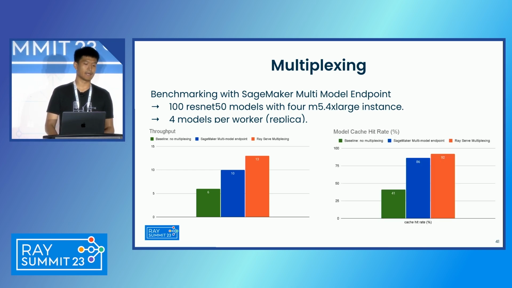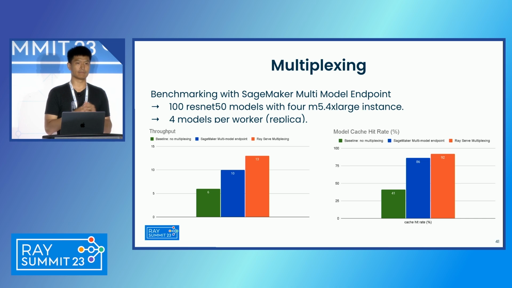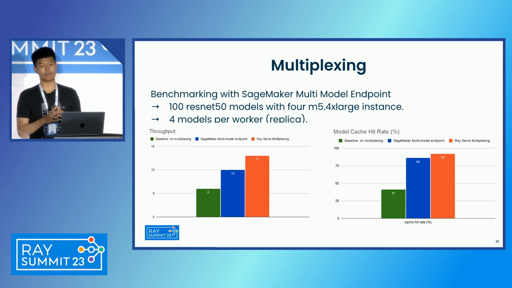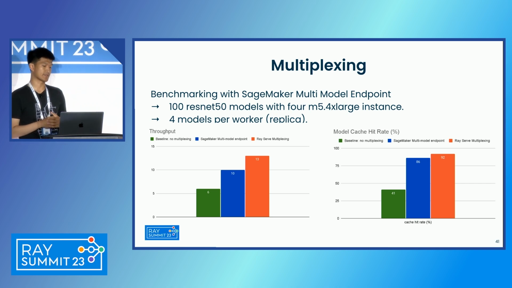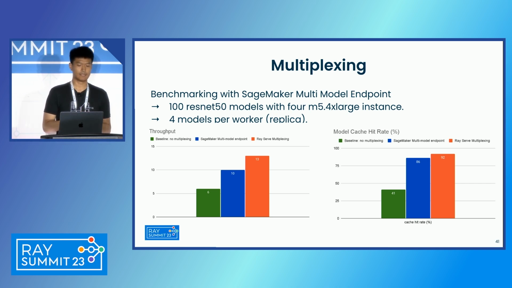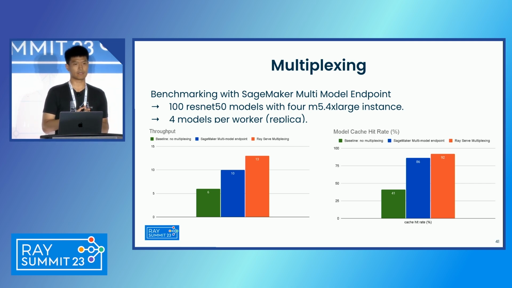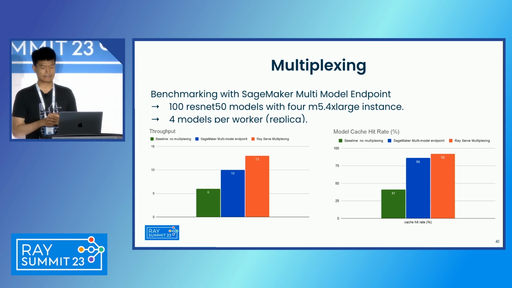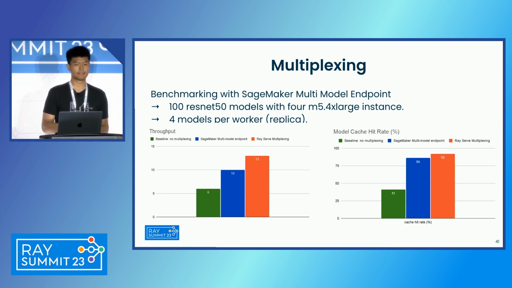The main reason for the better throughput is the model cache hit rate. The model cache hit rate means whenever the proxy routes the traffic to a specific replica, if the replica already holds this model in memory, we count it as a model cache hit. Otherwise, we count it as a model cache miss. So as you can see, Ray Serve multiplexing is better than the SageMaker one from our benchmarking. With a better cache hit rate, Ray Serve can avoid model loading times as much as possible compared to other solutions, so that we can maintain better latency and very good throughput in this case.